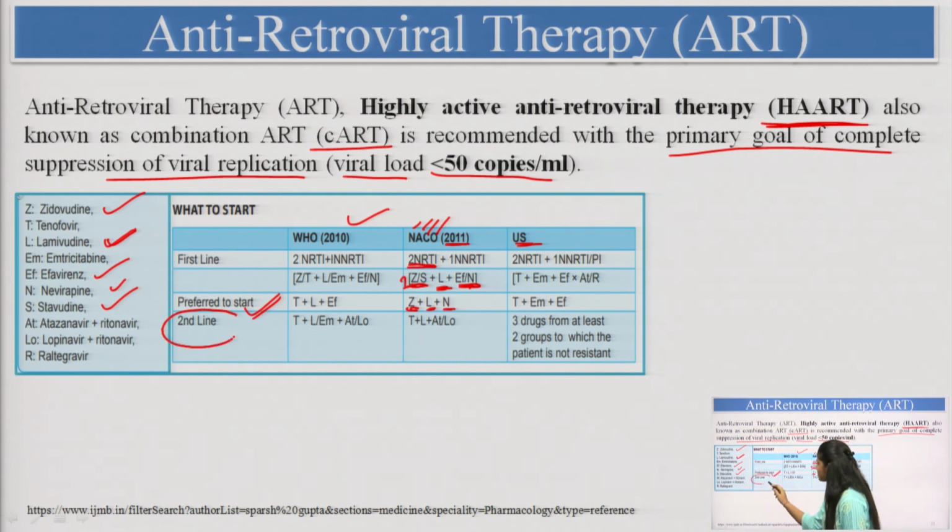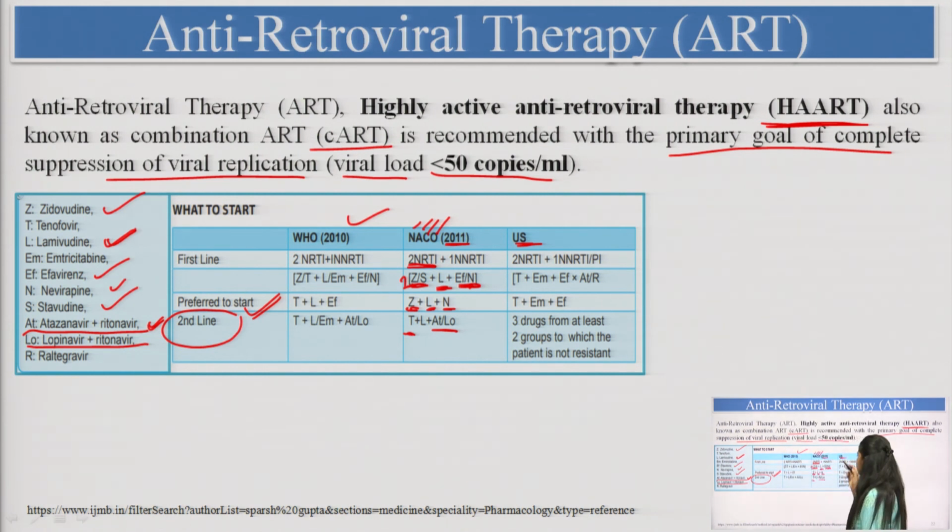Now, if the first line drug is not effective, at that time the second line drug is preferred. What is the option? We have T, tenofovir. Then L, lamivudine, which is mandatory, and for the third drug we have the option of AT/r or LP/r. AT is atazanavir and ritonavir, one of the combinations, which is also boosting therapy. The second option is lopinavir with ritonavir. These are the combinations preferred by the National AIDS Control Organization in 2011.